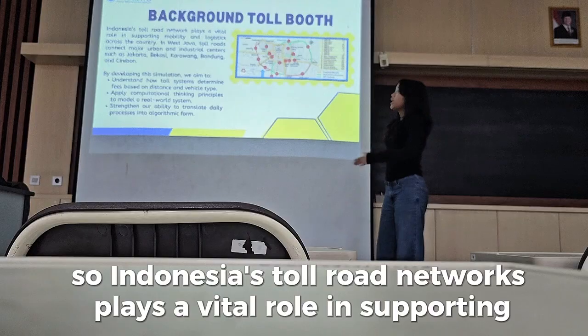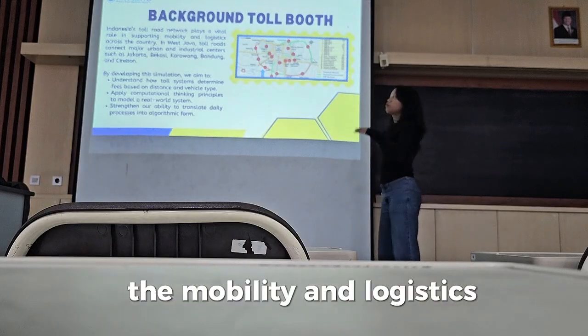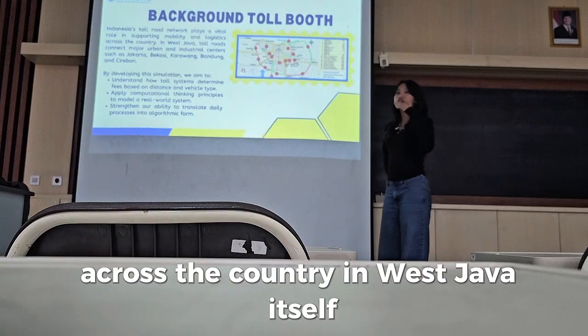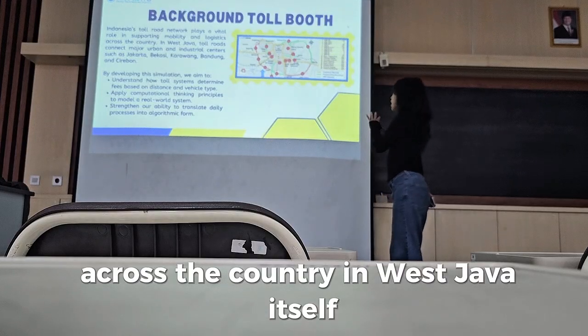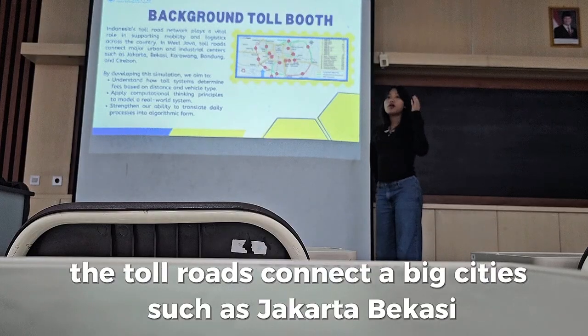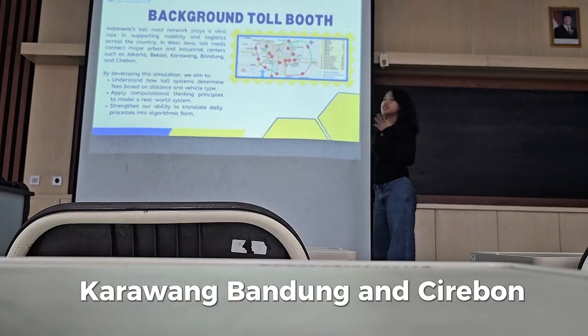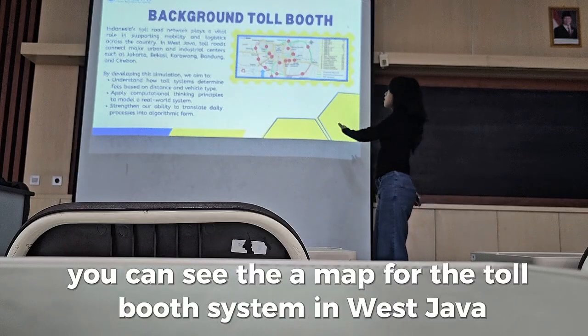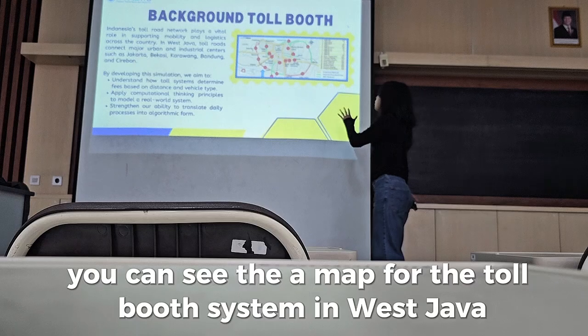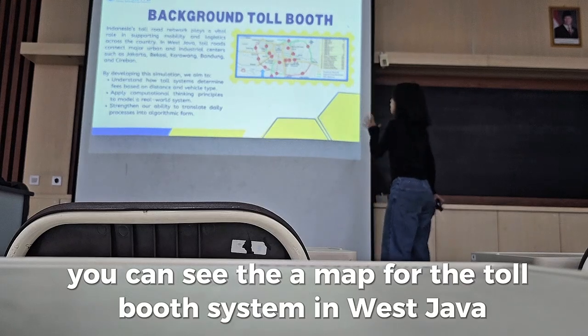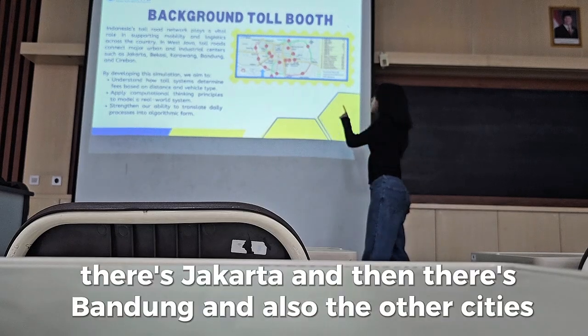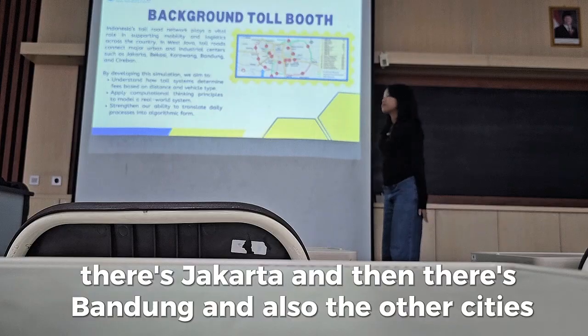So, Indonesia's toll road networks play a vital role in supporting the mobility and logistics across the country. In West Java itself, the toll roads connect big cities such as Jakarta, Bekasi, Karawang, Bandung, and Cirebon. So over here you can see the map for the toll booth system in West Java. Over here there's Jakarta, and then there's Bandung, and also the other cities.